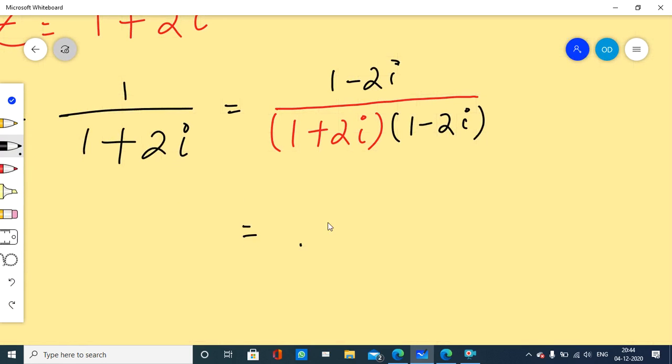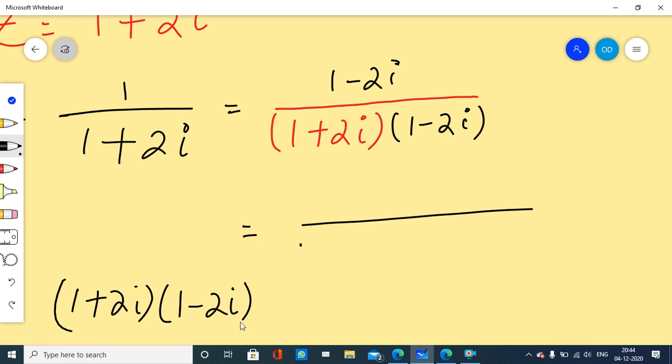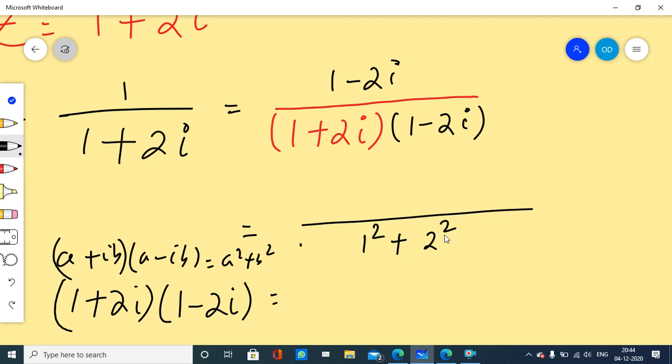How do you see? What is 1 plus 2i into 1 minus 2i? Well, here you have two choices. One, I have already given you the formula: a plus ib into a minus ib is equal to a square plus b square. So by applying the direct formula, 1 square plus 2 square. Get it? Direct.